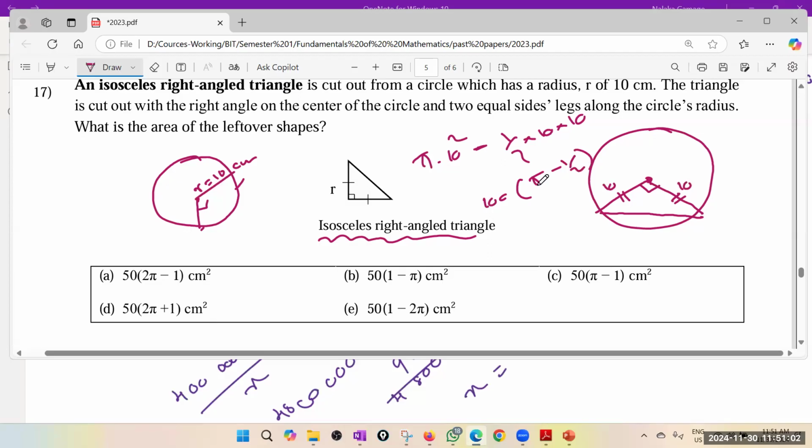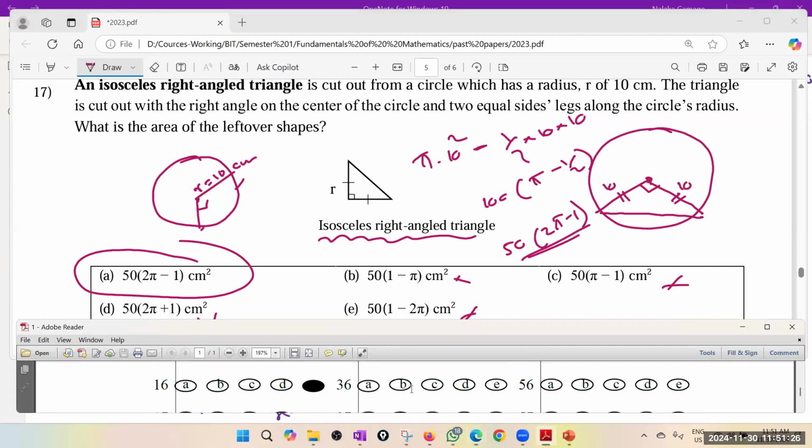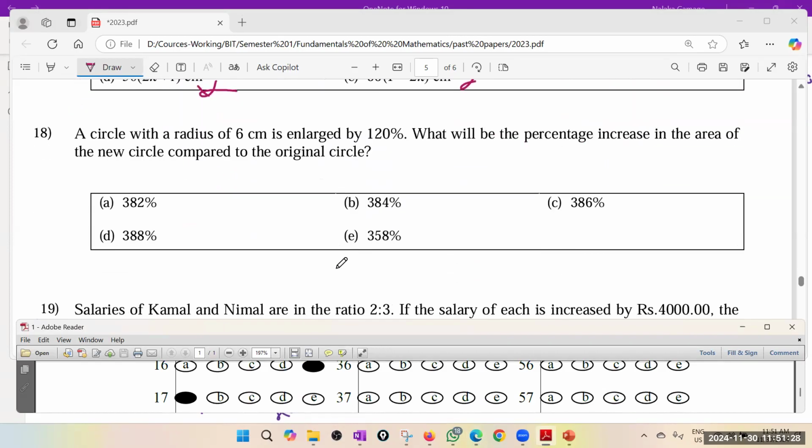If you want, you can take 2 as a common denominator. Then 2 is cancelled with 50 or 100 also. 50. 2 5 minus 1. Right? 50 into 2 5 minus 1 square centimeters. This is not the answer. Answer is 8. Okay. 17. Right. 18.